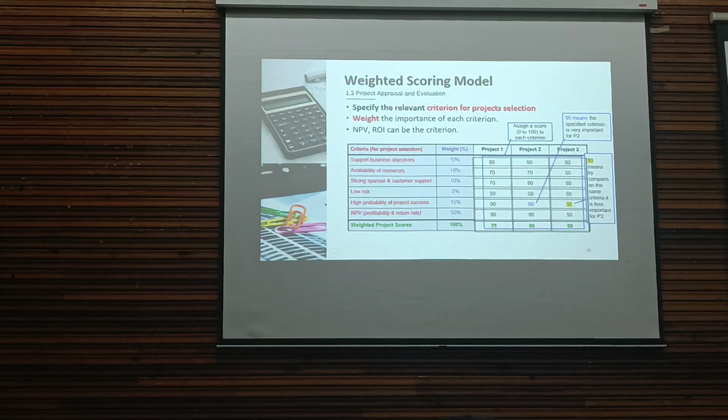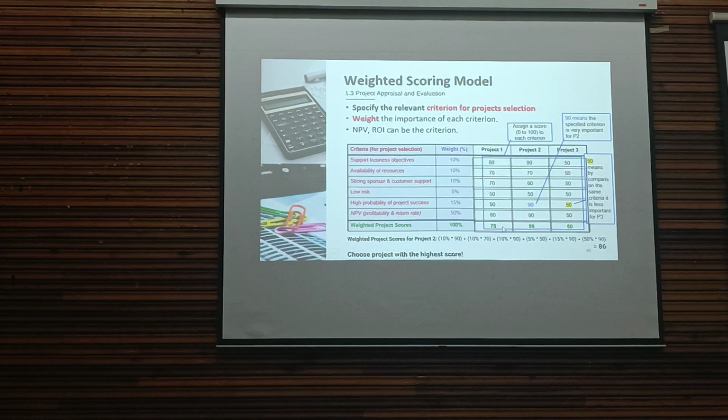Then you calculate the score for each project based on these two numbers. For example, the weighted project score for project 2: 10% is 0.1, so 0.1 multiply 90, 0.1 multiply 70, 0.5 multiply 90. So you sum up. You get 86 for project 2, 78 for project 1, 50 for project 3.